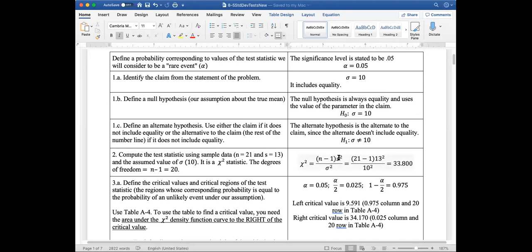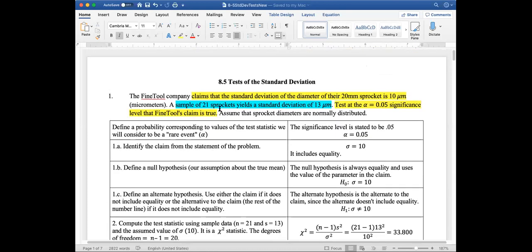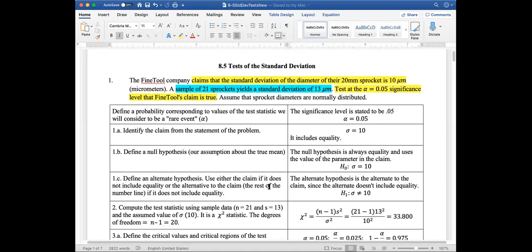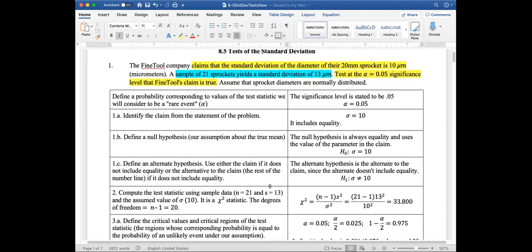N and S have to come from the sample information in the problem, and I've highlighted that in the problem. And we have 21 sprockets and a standard deviation of 13. Therefore, this 21 is the sample size, N, and 13 is the sample standard deviation, S. So we've got that.